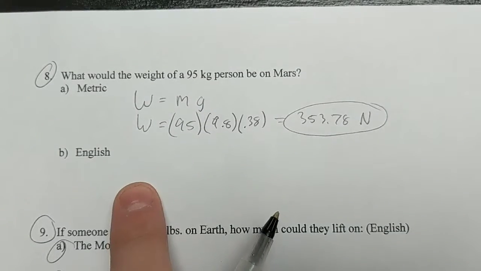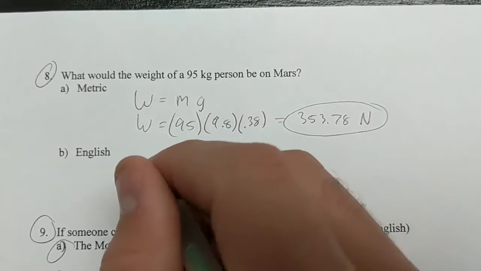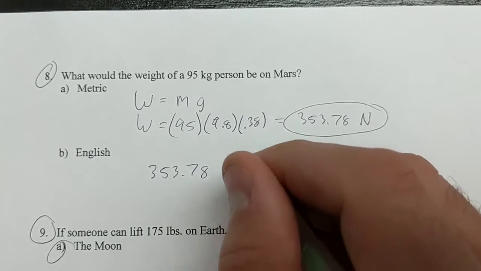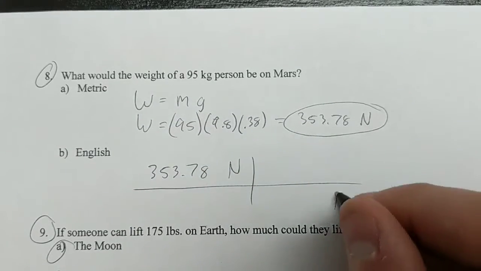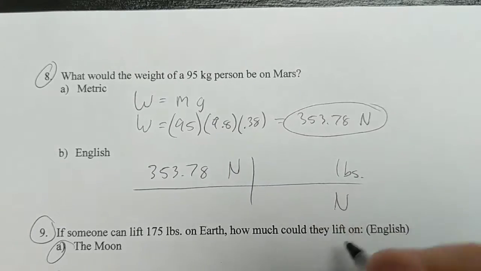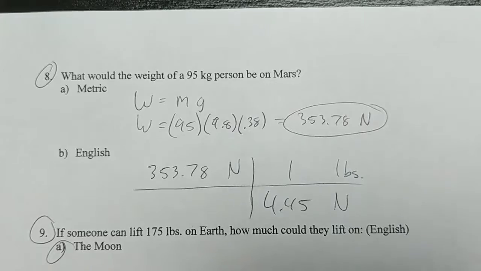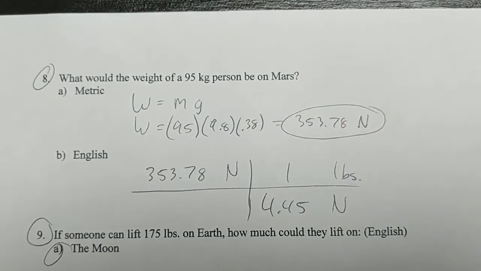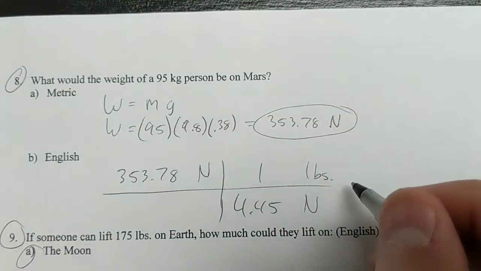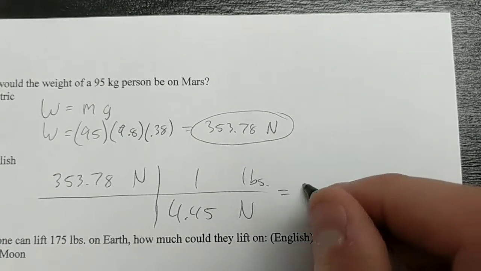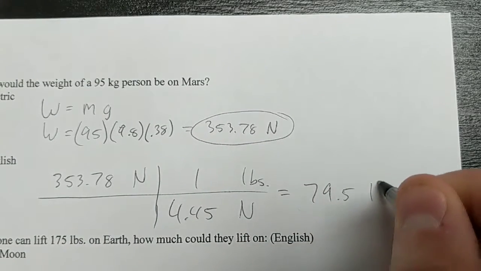Now what are they going to be in English units? You're going to take that and convert it to pounds. On your green sheet, there is a unit conversion from newtons to pounds. Every 4.45 newtons is 1 pound. So you're going to multiply and then divide, and when you do that, you get 79.5 pounds.